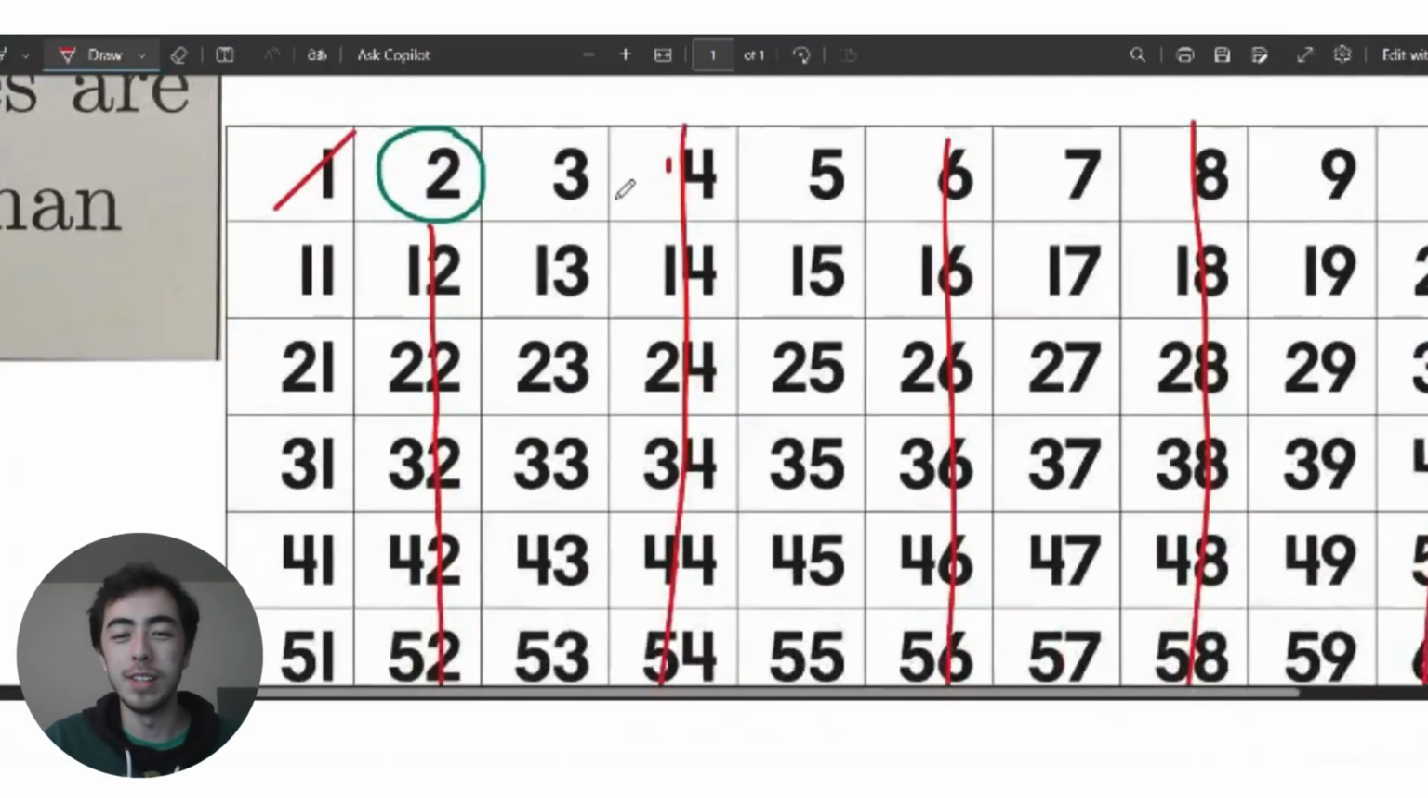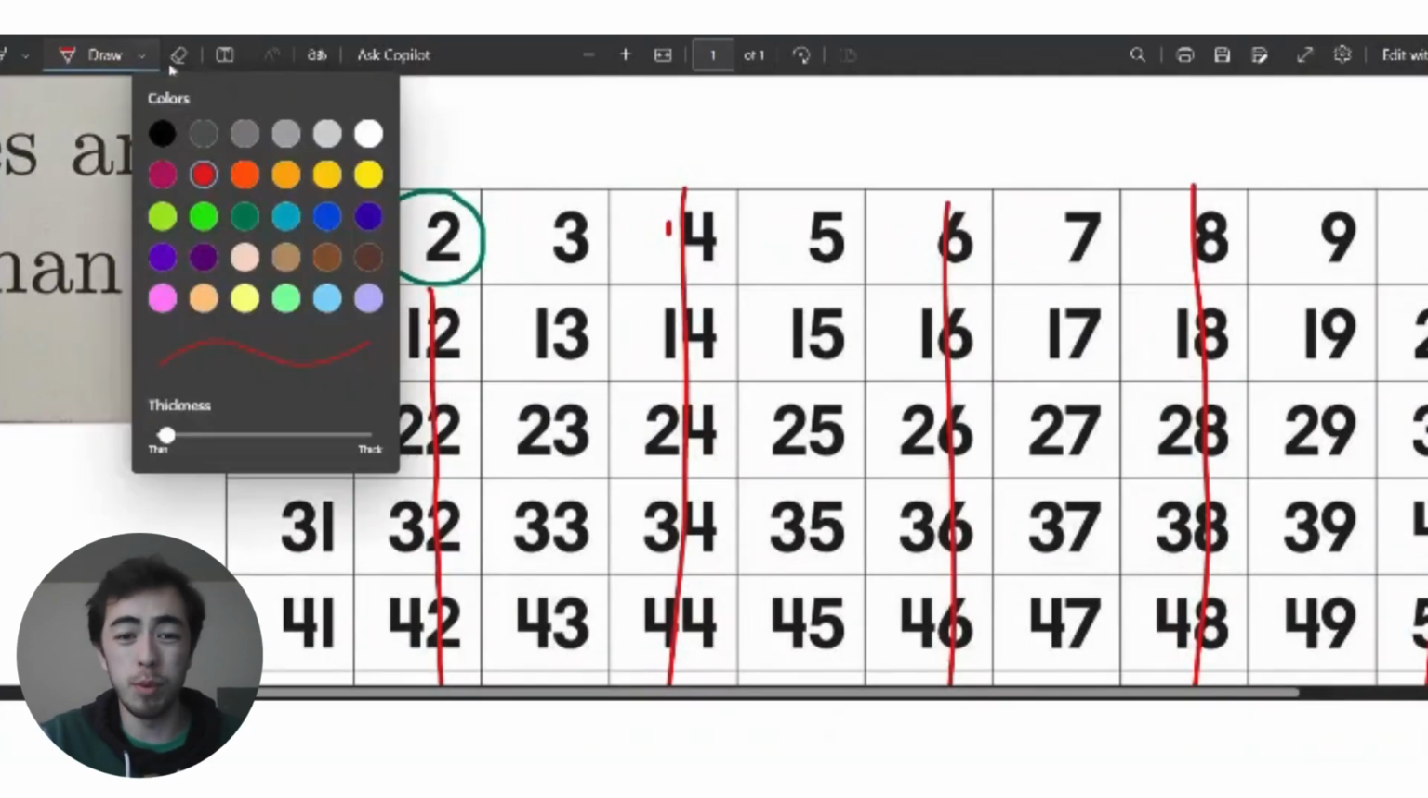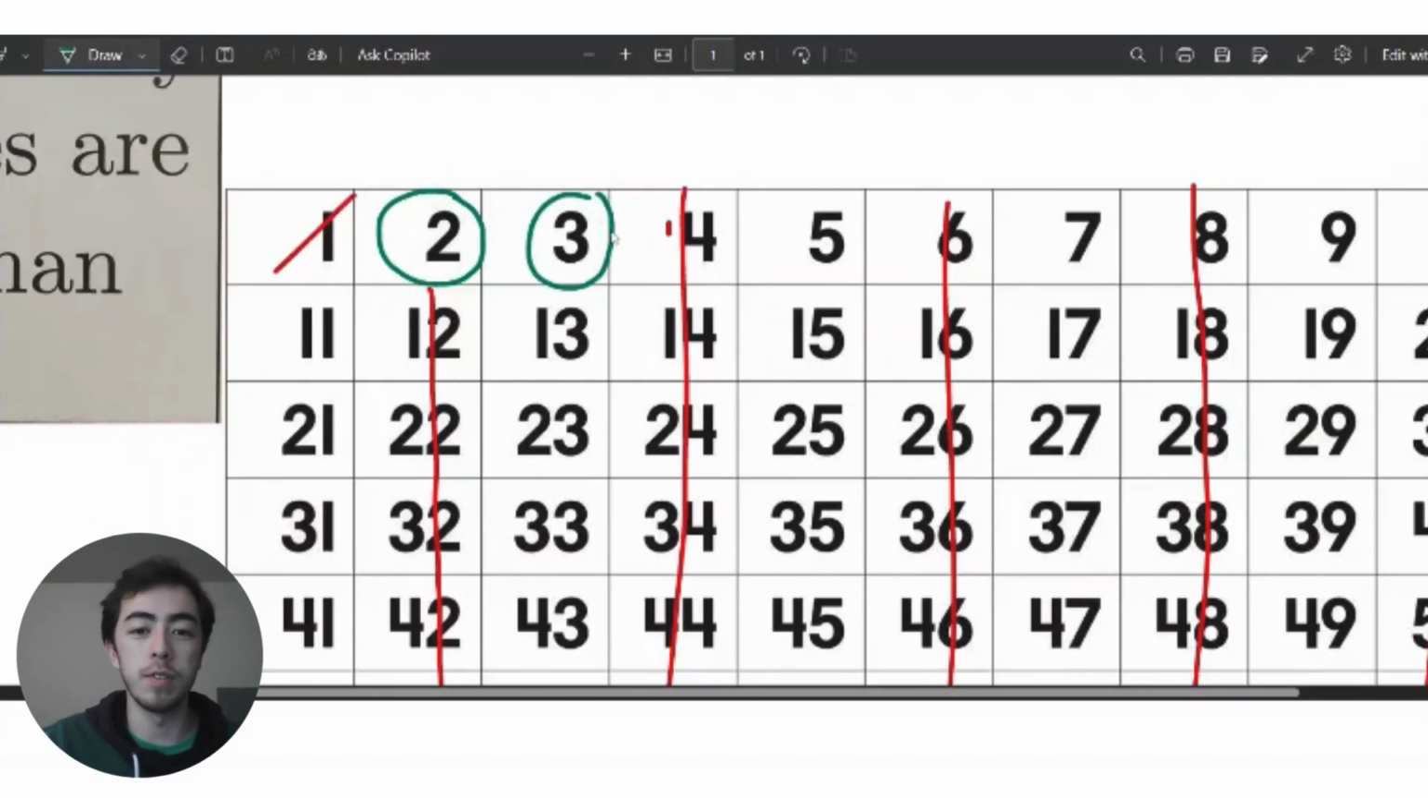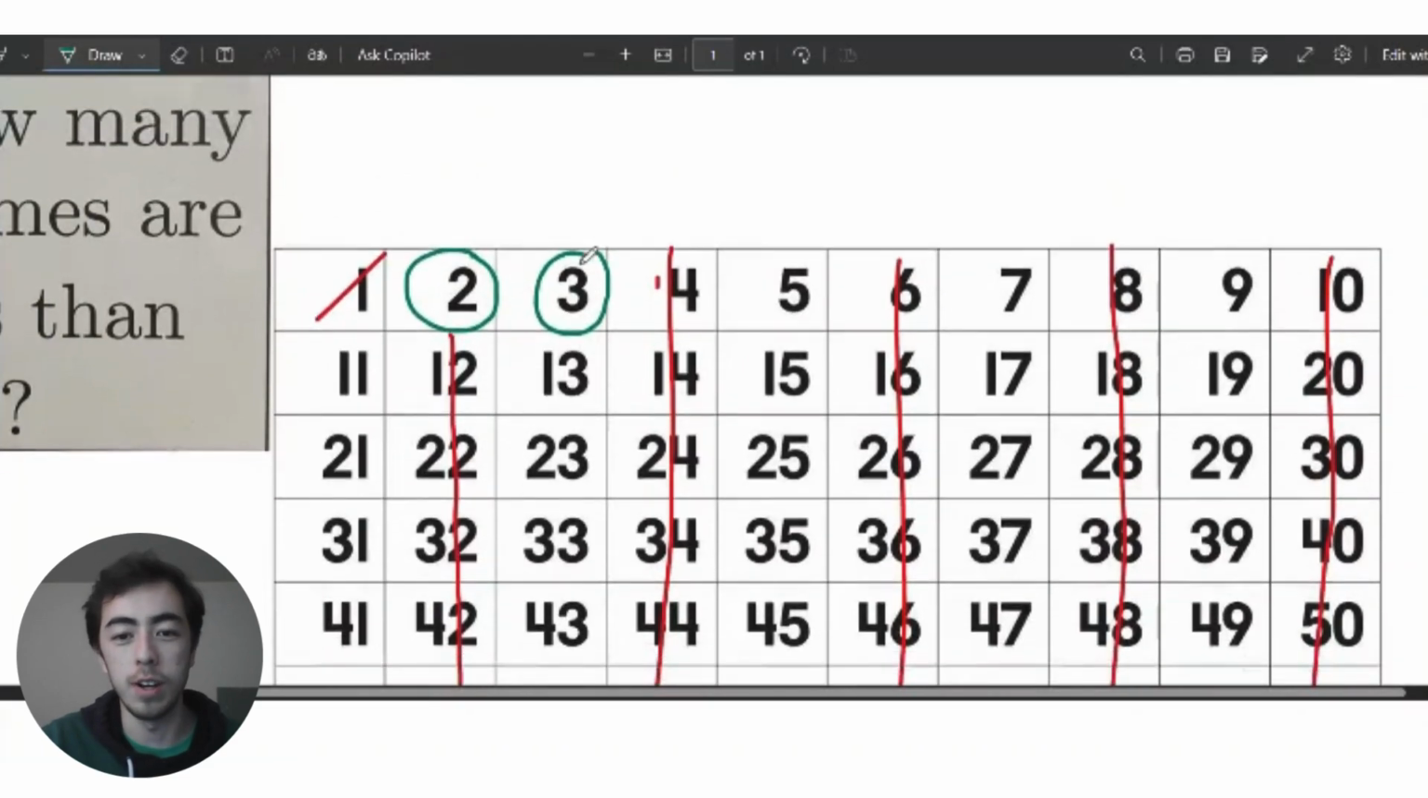So this is how the sieve works. And it is pretty quick, at least for small-ish numbers. Once you start searching for primes that are really, really big, there are better strategies. Okay, 3 is another prime. And so I should look for all other multiples of 3 and cross them out.